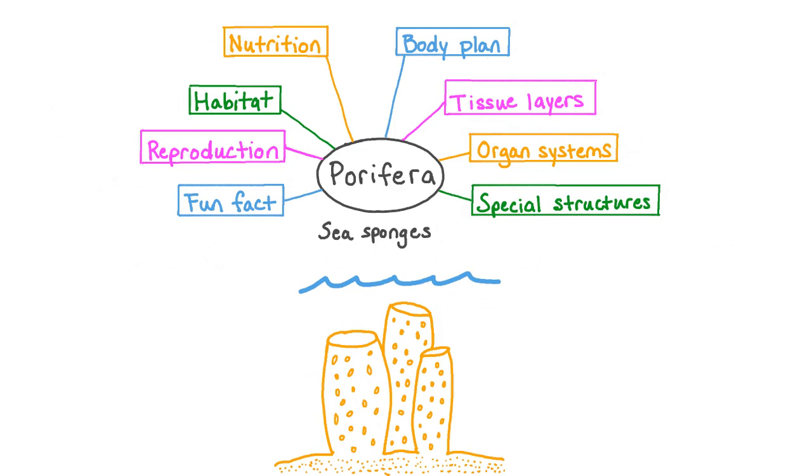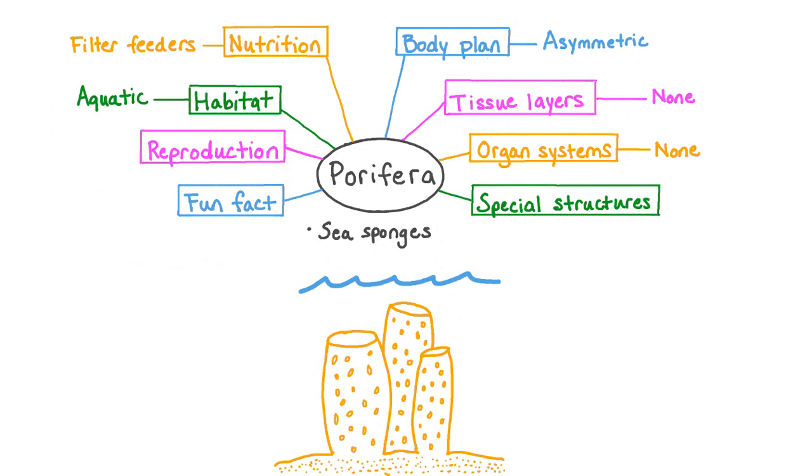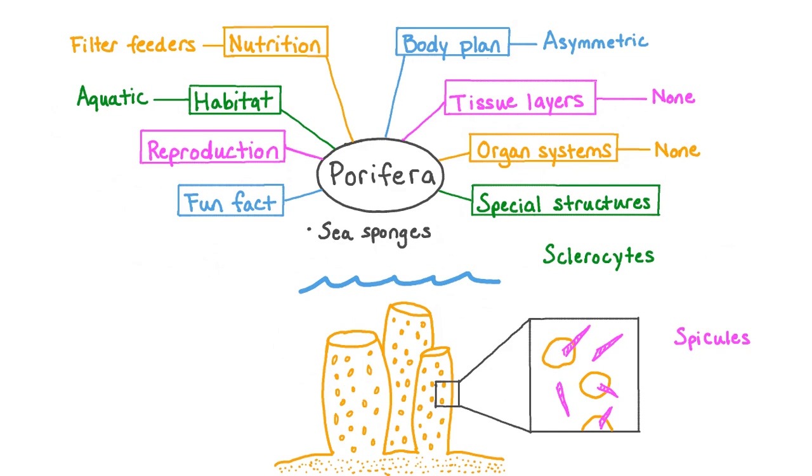The most primitive phyla is Porifera, and its members are commonly called sea sponges. They are found in aquatic habitats, where they filter their food from the water. Sponges have a simple asymmetric body plan, with no true tissues or organs. Instead, all of their biological processes are carried out by specialized cells. For example, specialized cells called sclerocytes secrete spiky elements called spicules. These mineral-based spikes create a sort of skeleton to provide structural support for the sponge.